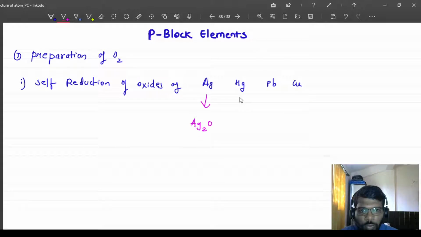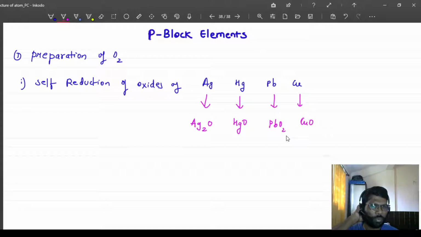Mercury is going to form the oxide of the type HgO. Lead is going to form the oxide of the type PbO2. Copper is going to form the oxide CuO. Now here, sometimes you may get confused or you may have to memorize these formulas, how many oxygens to put, how many silvers to put. The thing is very simple.